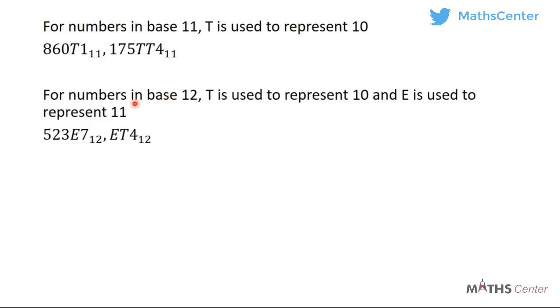In the same way, if you are in base 12, we use T to represent 10 and we use E, the letter E, to represent 11. So in base 12, we use T to represent 10 and we use the letter E to represent 11. So for example, you can have 523E7 base 12. So E here stands for 11. In the same way, you can have ET4 base 12. E stands for 11 and T stands for 10 in base 12.